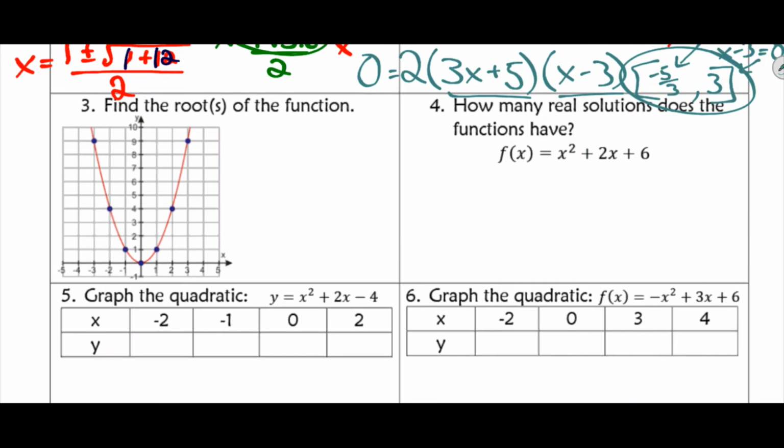From a graph, this is a whole lot easier as long as we can see those points clearly. The root or solution or x-intercept, those are all the same thing. On that graph, it's just that point, which is 0, 0.